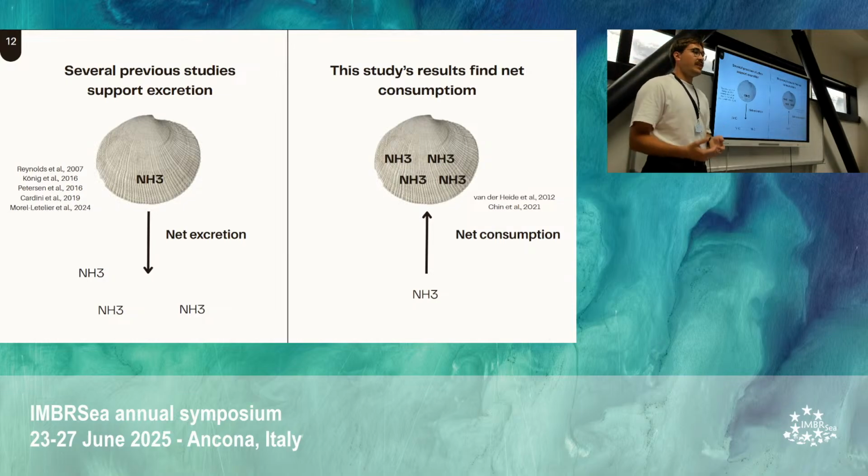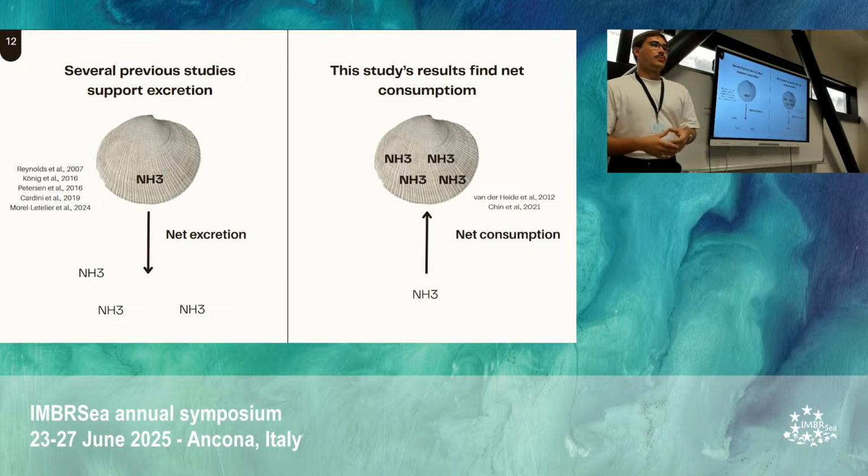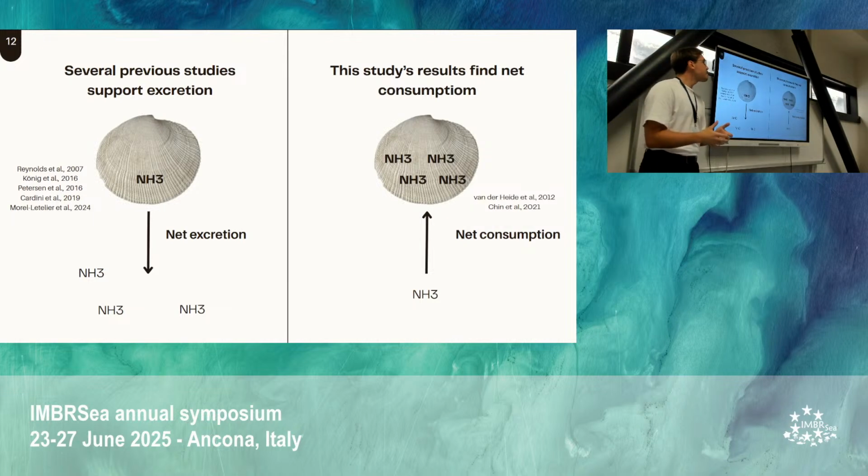We're not the first to see this. There have been speculations previously on other lucinid clams, but also on the same species, where they see that in nature, they're actually associated with lower ammonia in their near vicinity, but also in mesocosm experiments that they take up a lot of ammonia.